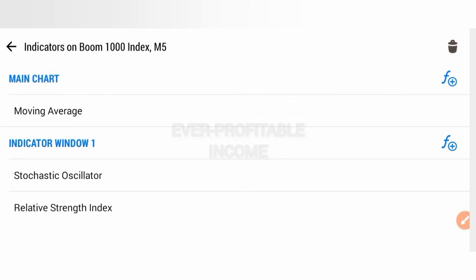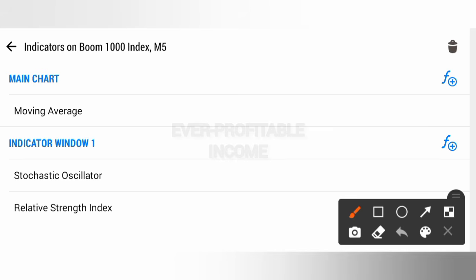These are the indicators we are going to be using today. On the main chart, we have the moving average, and on the indicator window one, we have the stochastic oscillator and the relative strength index, your RSI. So let's check out the setting of the moving average on the main chart. Let's open it up.